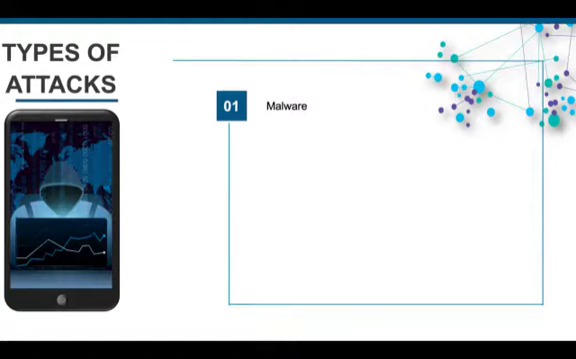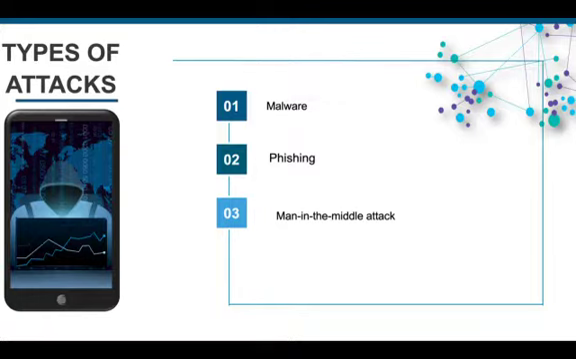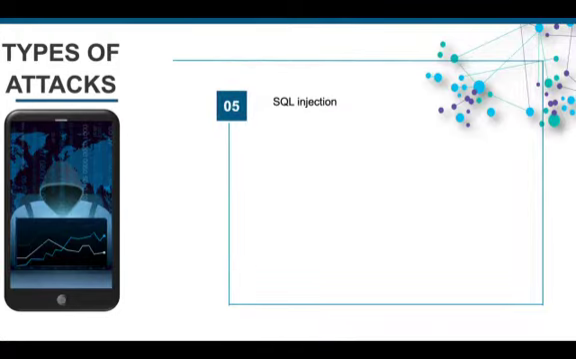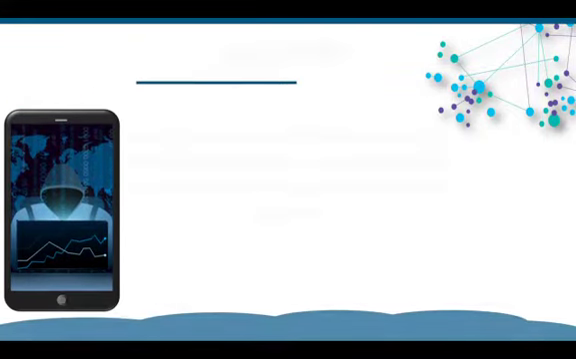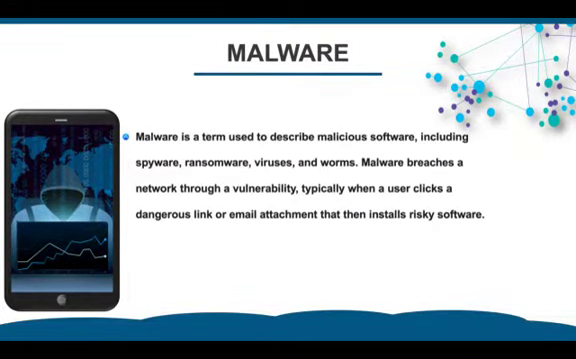Okay, so the different types of attacks are: the first one is malware. We have phishing attacks, the man in the middle attack, and then the denial of service attack. We will take them one by one and explain them. And then we have the SQL injection, which happens in web development, web applications. And then we have the zero-day exploit, and then DNS tunneling. So let's start with malware.